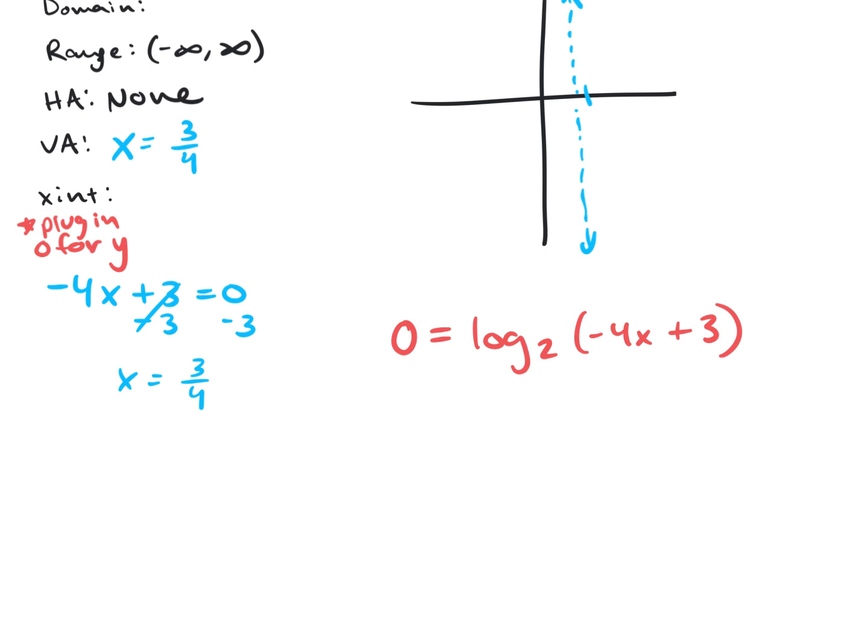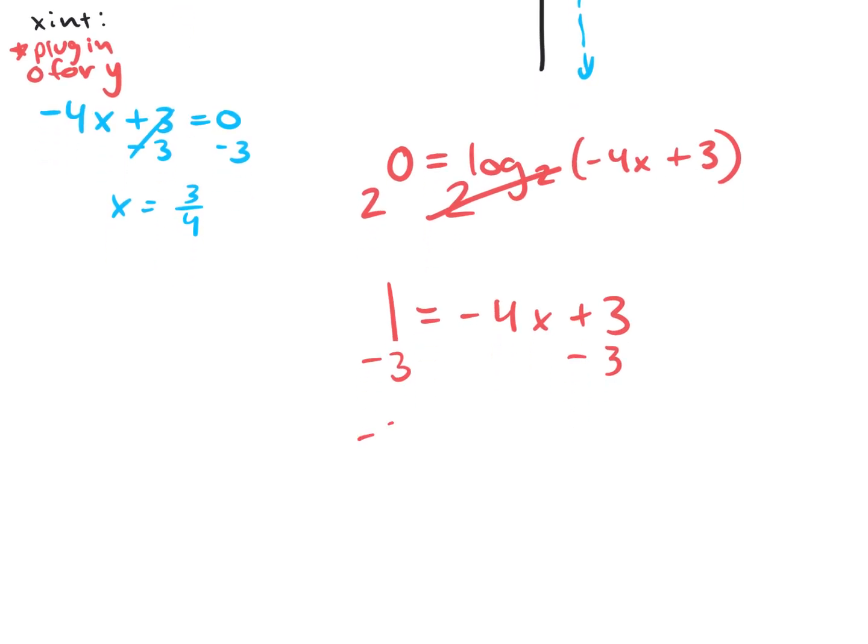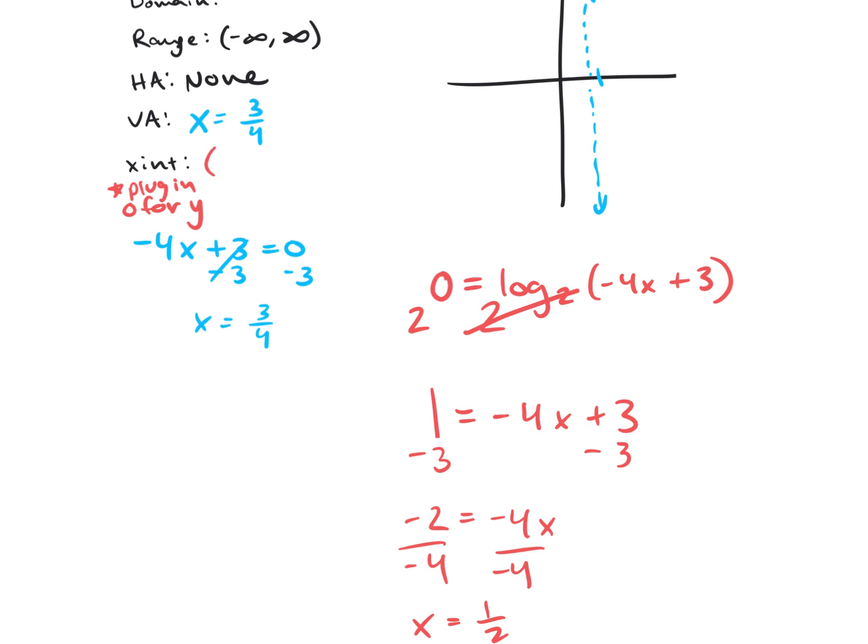You can put it into exponential form or make the big base 2 on both sides. What's 2 to the power of 0? 1. 2 to the power of log base 2 will cancel, so 1 equals negative 4x plus 3. Subtract 3. We get negative 2 equals negative 4x. Divide by negative 4. So x equals 1/2. So our x-intercept would be 1/2 comma 0. So it's going to be about there.